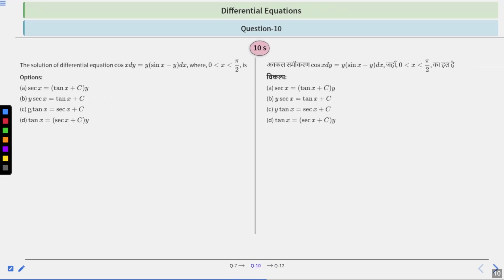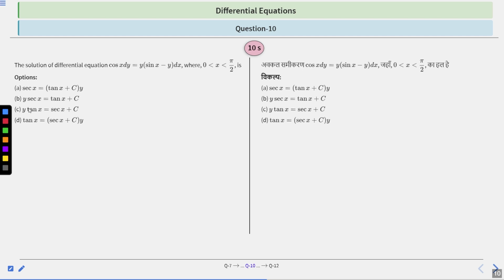Now let's move to the next question, question number 10, which says that the solution of differential equation cos x dy is equal to y into (sin x minus y) dx, where x is between 0 to pi by 2, is. We have to basically find the solution of this differential equation. Okay. So see what you can do. You can try to simplify this and convert it into a linear differential equation, or you can try to solve this using the inspection method. Clear?